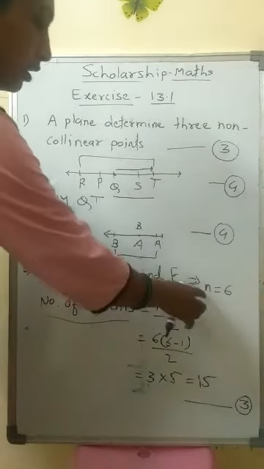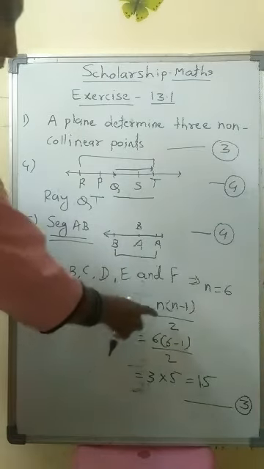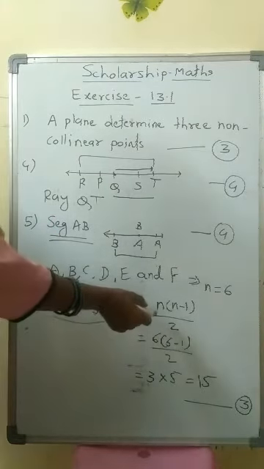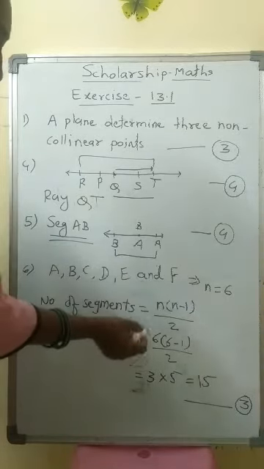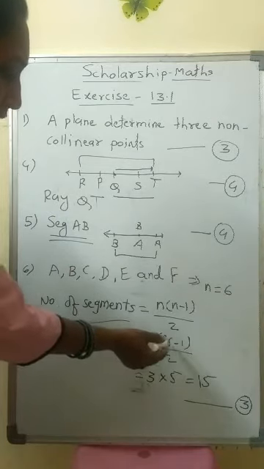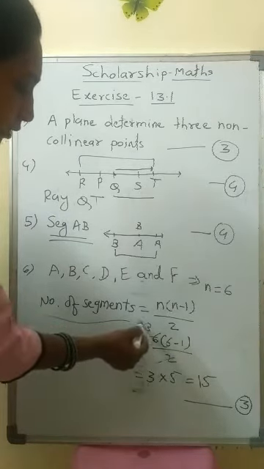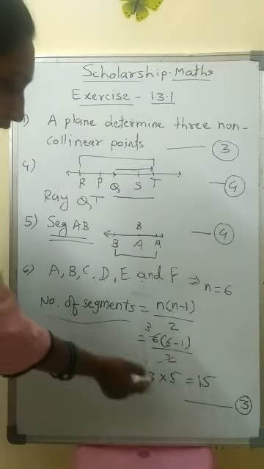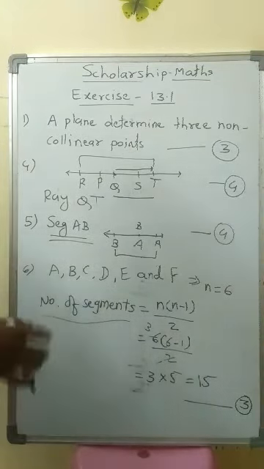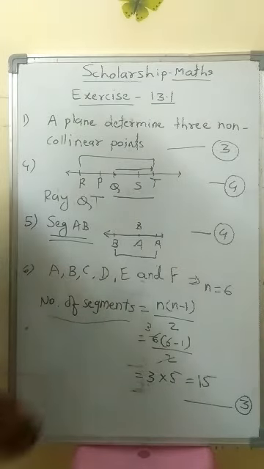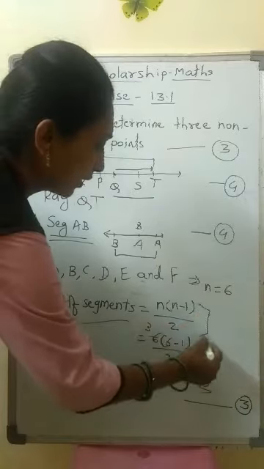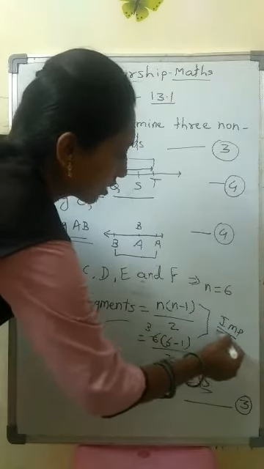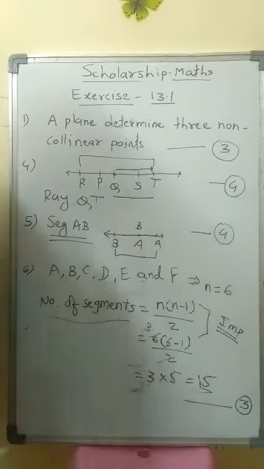So I'm taking n equals 6 and the formula is n(n minus 1) divided by 2. Substituting n as 6, we get 6 times (6 minus 1) divided by 2. 2 ones are 2, 2 threes are 6, and 6 minus 1 is 5. 3 fives are 15, which is the answer. It means using all 6 points you can draw 15 segments. So option number 3 is the answer. I hope you all understood, and this formula is important, so you have to learn it.